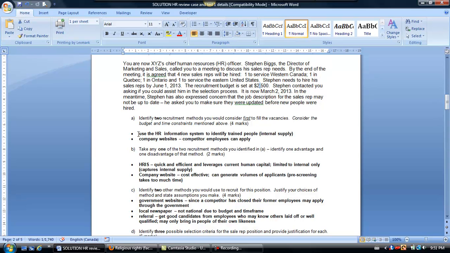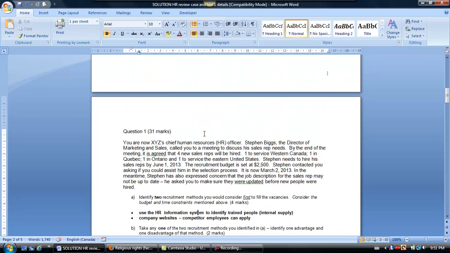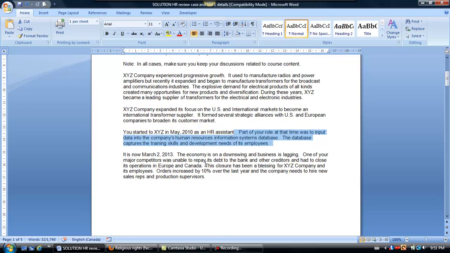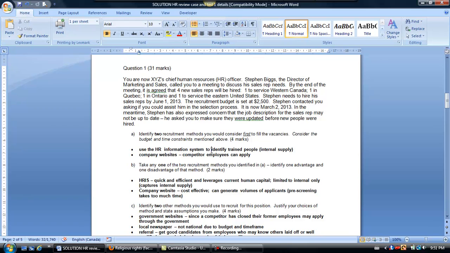So the first thing I'd consider is the HRIS, or HR Information System, because don't forget the case did say that you were developing that when you started, and it was capturing training skills and development needs of the employees that you currently have. So you may be able to identify people internal to the company who might be able to fill the needs. That would be a good thing to do because it would at least be an individual who's already familiar with the company. So they already know a little bit about the customers, the products, the services, that kind of thing. So it could cut down on training time as well.